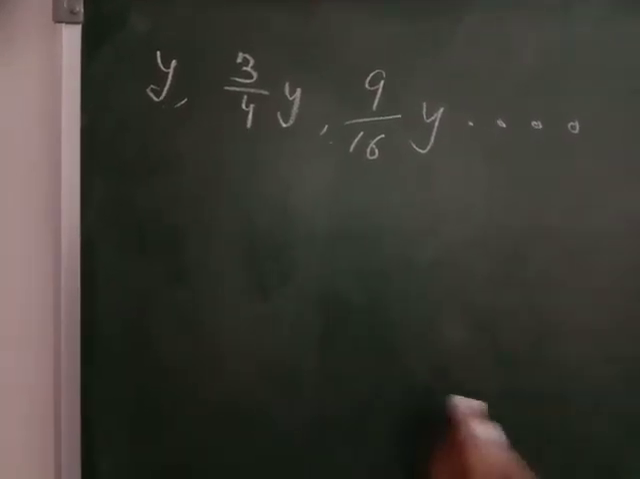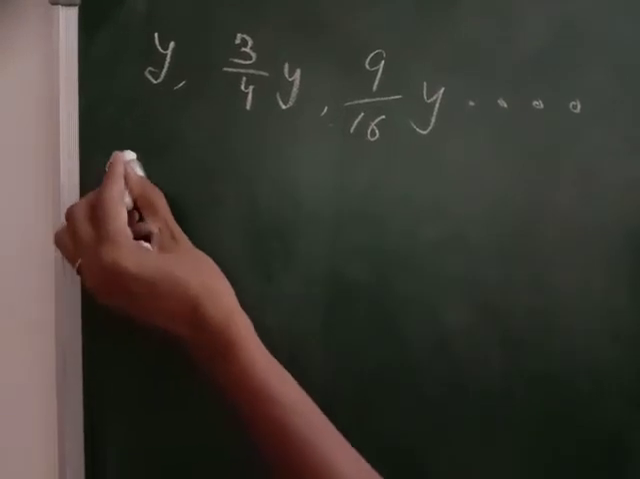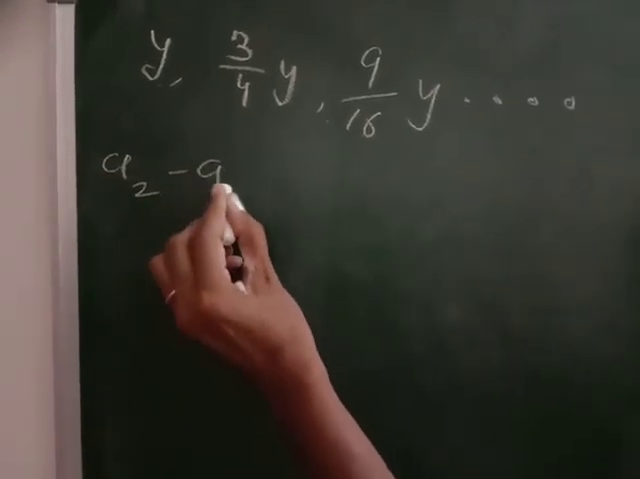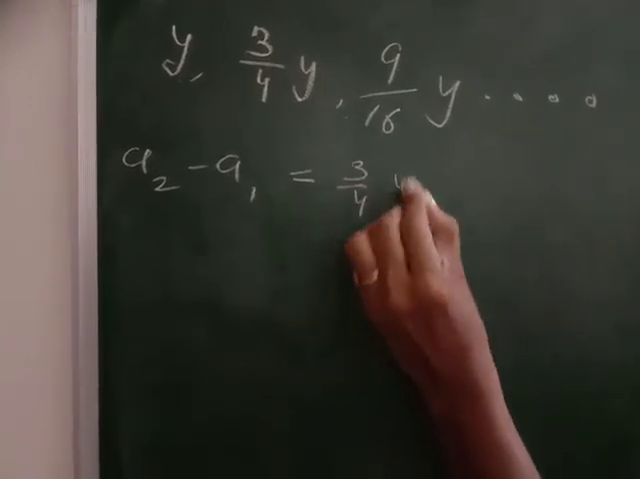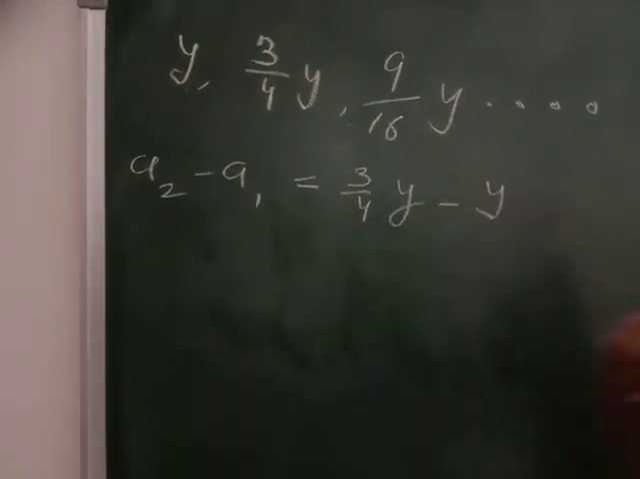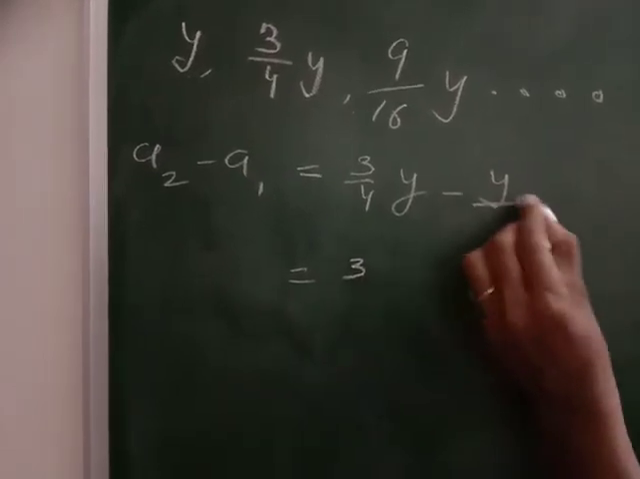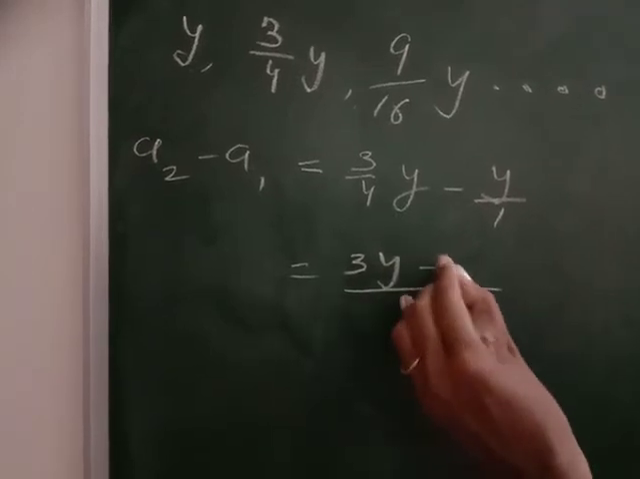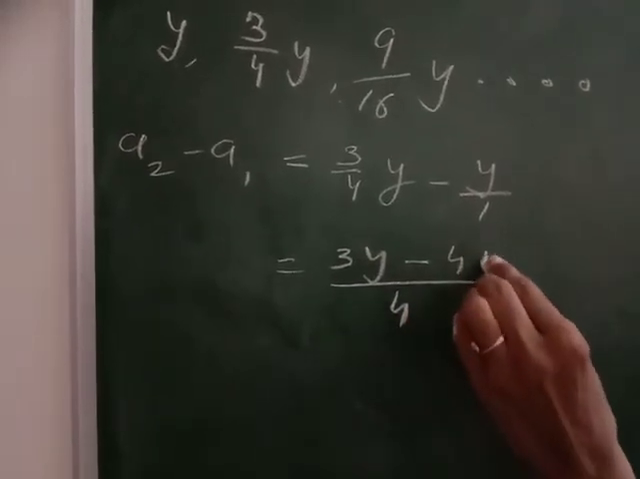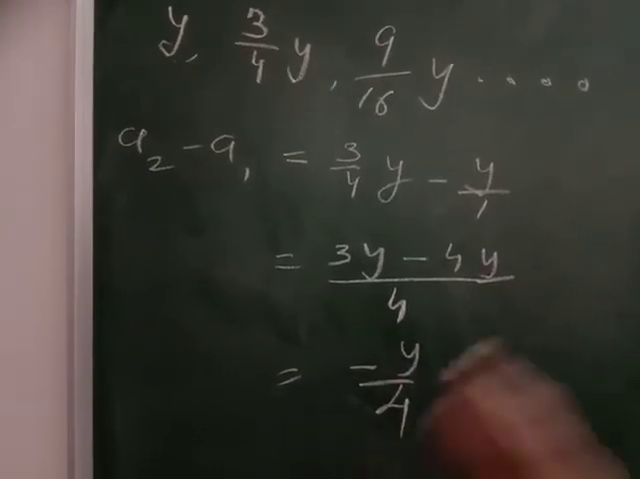Now let us find out whether it forms an AP or not. So I will do A2 minus A1. What is my A2? 3 by 4y minus y. So I will take the LCM. So 4 is the LCM. So it will be 3y minus 4y. So I am getting minus y by 4.